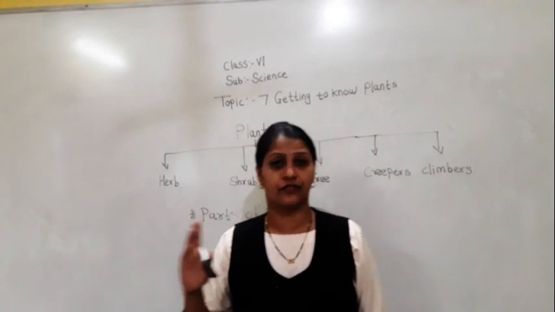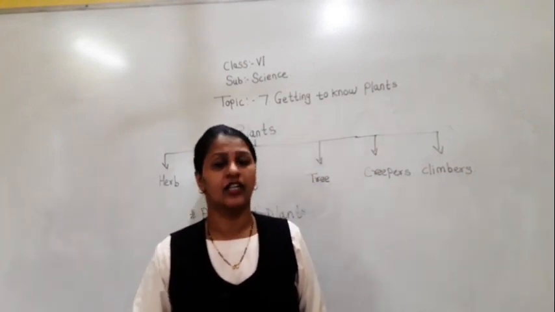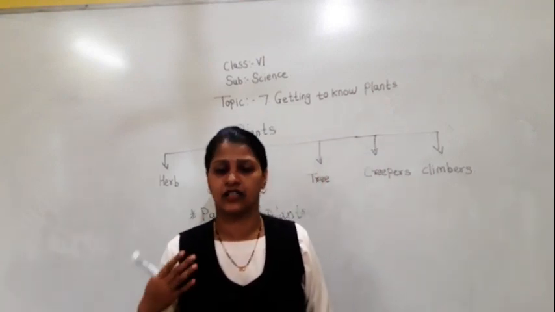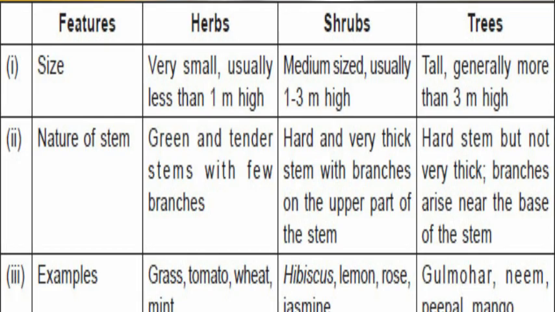Now you can see the different varieties of the trees around us: mango tree, coconut tree. If you look at these trees, they grow for millions of years. Their lifespan is longer as compared to the herb and the shrub.